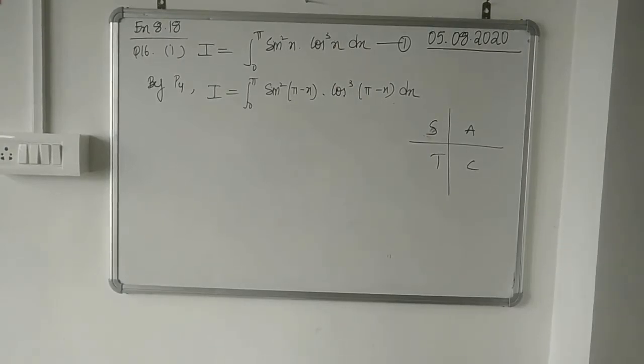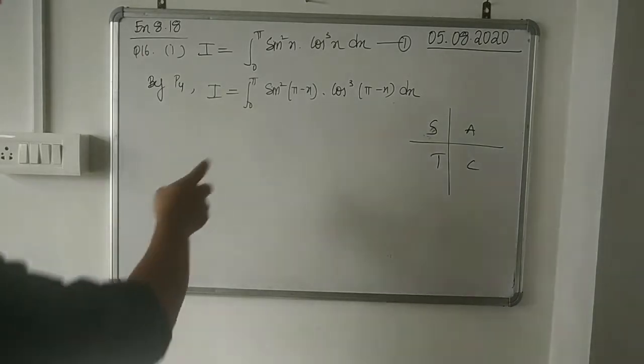Alright, let's move on to now question number 16 part 1. Again here also we have to use property 4. The question is 0 to pi sine square x cos cube x dx. Keep it as equation number 1. And if I use property 4, I'll be getting 0 to pi sine square pi minus x cos cube pi minus x. Now, sine square pi minus x.